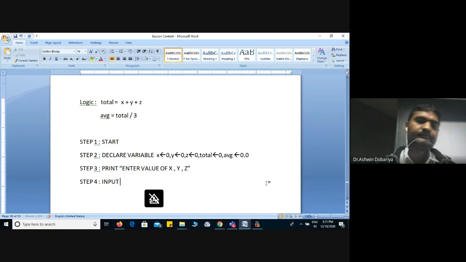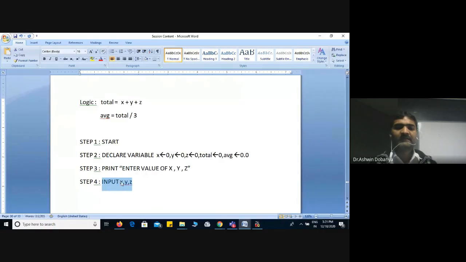Then how can we write the combined input in the algorithm? Input X, comma, Y, comma, Z. So here we have taken the input of 3 variables.